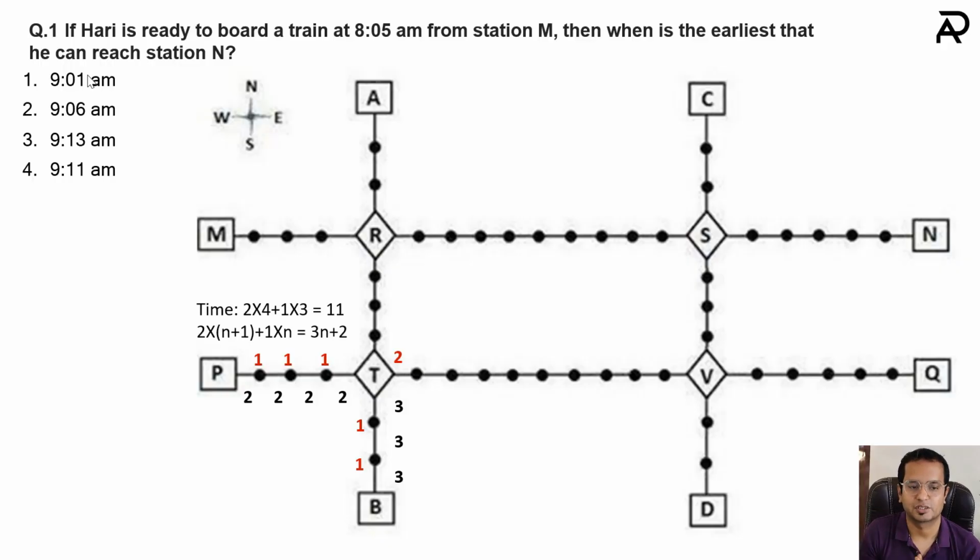Let's look at the first question. If Hari is ready to board a train at 8:05 am from station M, then what is the earliest that he can reach station N? You have to go from M to N. He's ready at 8:05 am. Alright. Now the train can only come in intervals of 10 minutes on the east-west line. So the first train that he can catch is at 8:10 am.